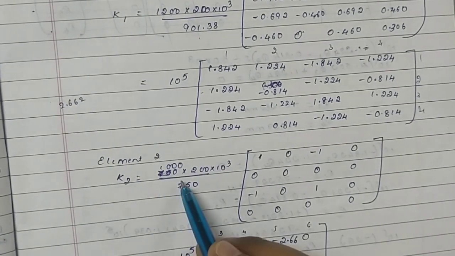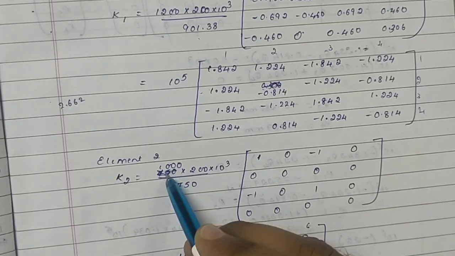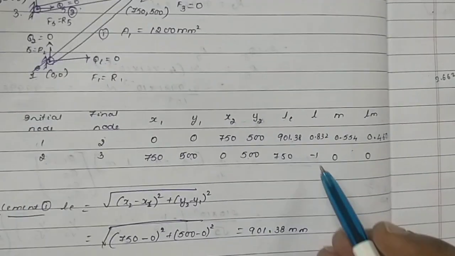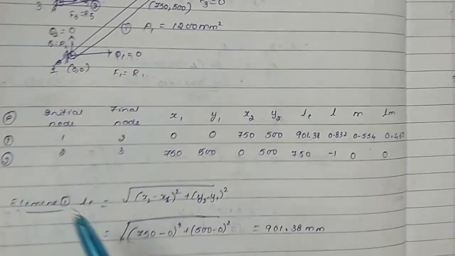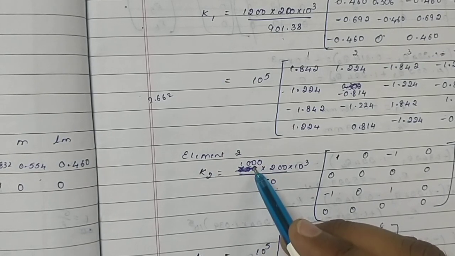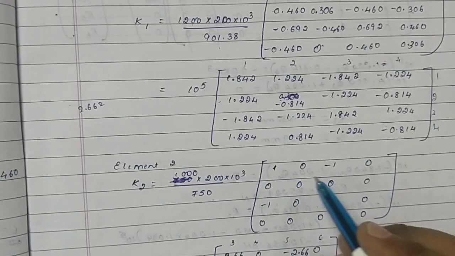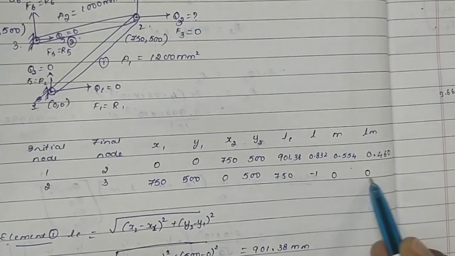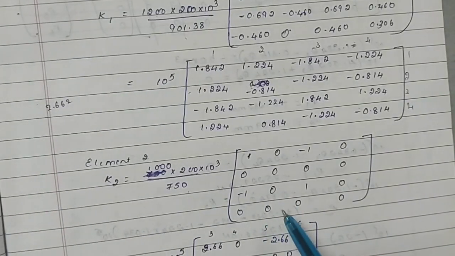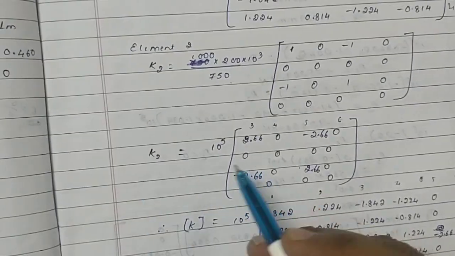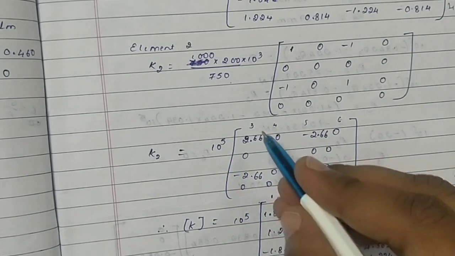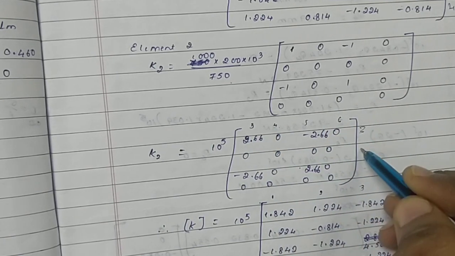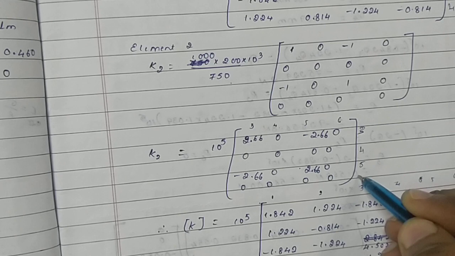Next, for element 2, k2 is equal to A2 E divided by LE. LE is 750 for the second element. You have to be very careful here, and the area of the second element is 1000. So again use L square, LM, minus L square, minus LM, the same as you got for the second element. Similarly find K2, take 10 power 5 common, and take everything inside. Write its global degrees of freedom, that is Q3, Q4, Q5, Q6, 3, 4, 5, 6.